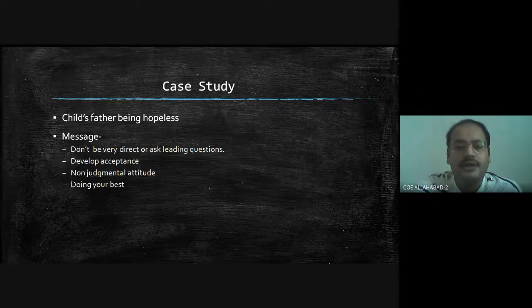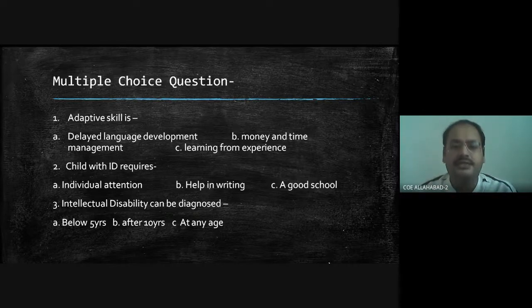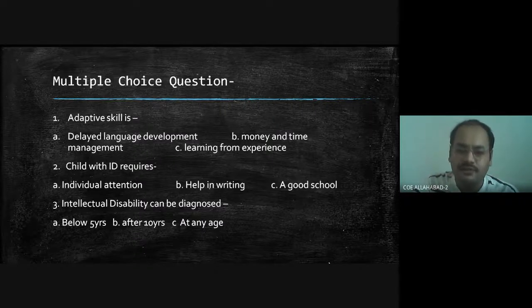So for your better understanding of intellectual disability, there are few MCQs. It is requested to you that just have a look at these MCQs, which are the right answers, and you can move with this. And there's a reflective question as well. So once you are done with the MCQ, multiple choice question, you can move to the reflective question, and you can think about it and you can work upon it.